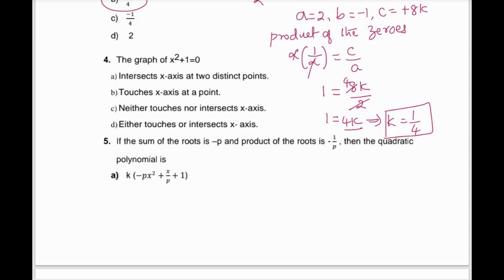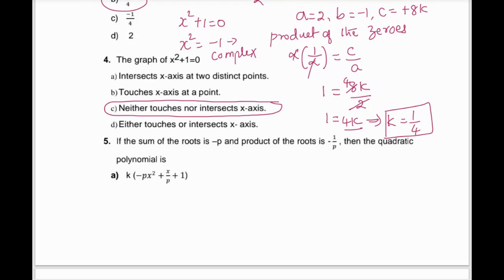Moving on to the next question, we have the graph of x square plus 1 equals 0. The options are: intersecting the x-axis at two distinct points, touching the x-axis at a point, neither touching nor intersecting the x-axis, or either touching or intersecting the x-axis. So the graph is given as x square plus 1 equals 0. So x square will be minus 1. Minus 1 is a complex number, so for a complex number we cannot draw the graph. So it can neither touch nor intersect the x-axis, that is the answer.